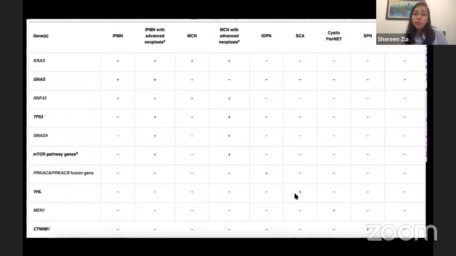Serous cystadenomas are associated with von Hippel-Lindau mutations. Cystic pancreatic neuroendocrine tumors are associated with MEN1, and solid pseudopapillary neoplasm have CTNNB1 alterations in there. So we'll talk about them later as well.